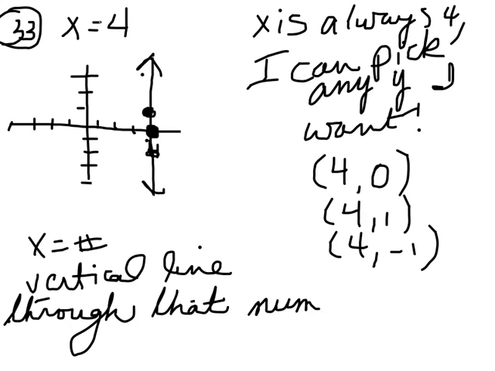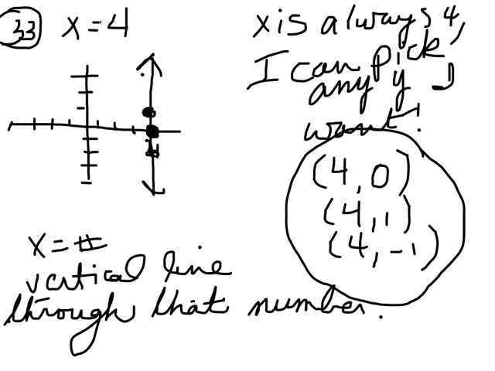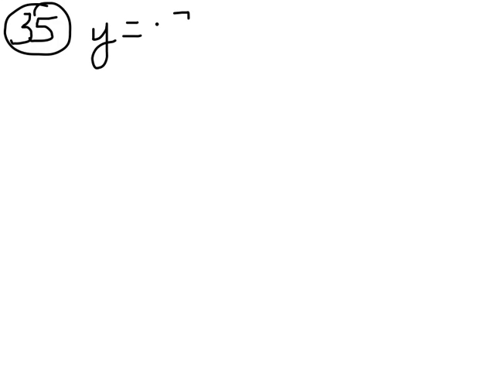Okay? We're going to learn a lot about that in the next section of the book, but right now, that's all you need to know. And you can always figure it out if you think of it this way. I'm going to do another one that's similar to it. Look at 35. Y equals -3. This is a line.